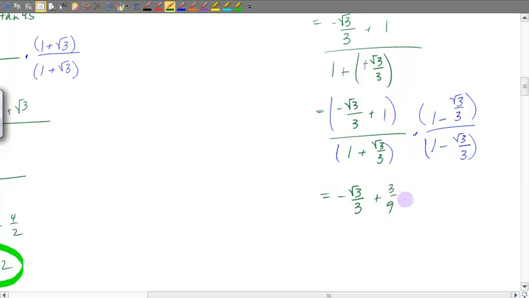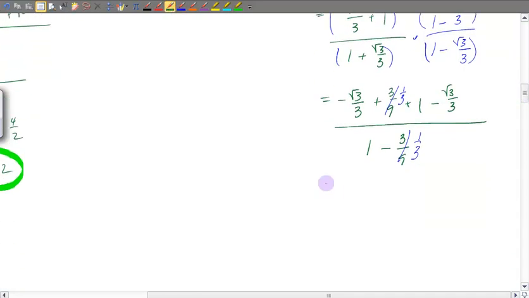Now let's do 1 and then minus square root of 3 over 3. So the denominator, since these have opposite signs, becomes the square of the first minus the square of the last, which would just be 3/9. Now, 3/9 and 3/9 reduced to be 1/3. I'm going to reduce those.